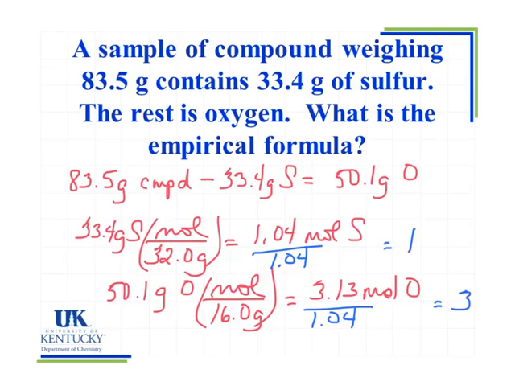And so I can now write my empirical formula: sulfur 1, where we're not going to put the subscript in, O3. So that shows me the molar ratio between the sulfur and the oxygen, and it leaves me with whole number integers for my subscripts.